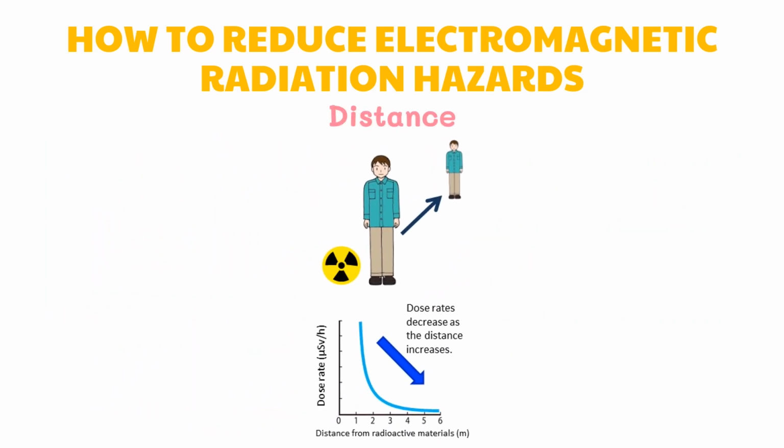Distance refers to how close you are to a radiation source. Maximize your distance from a radiation source as much as you can. This is an easy way to protect yourself because distance and dose are inversely related. If you increase your distance, you decrease your dose.